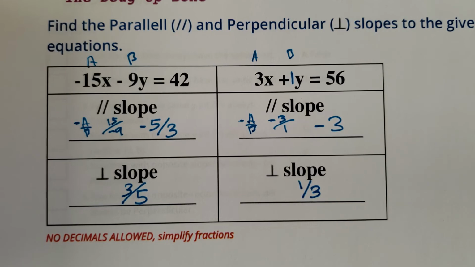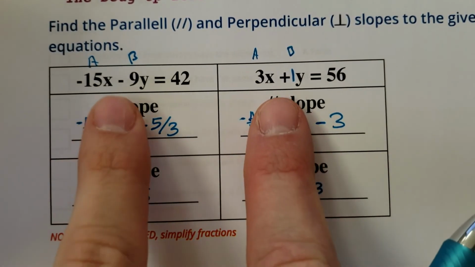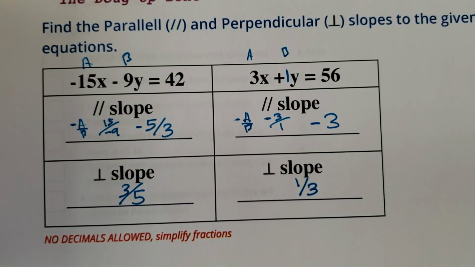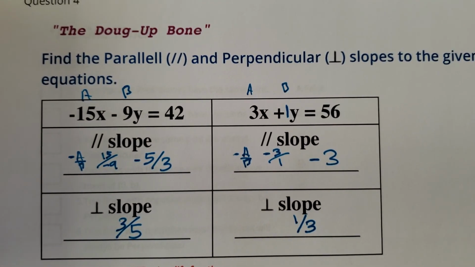Not too bad. Tell you what, that negative A over B shortcut definitely makes these problems super duper easy to knock out very, very quickly. All right, that is the dug up bone.